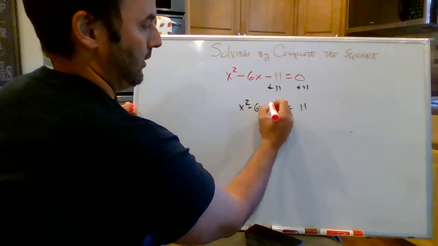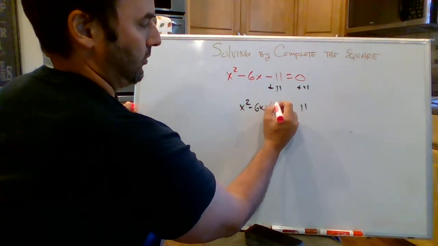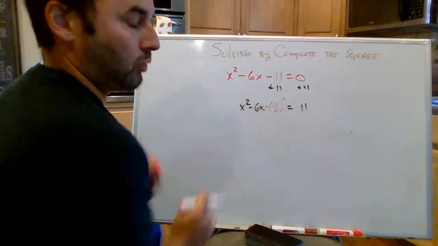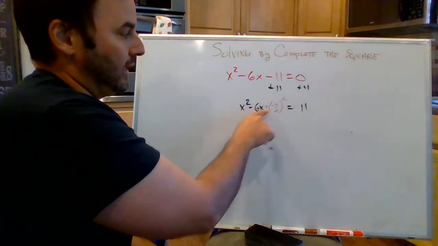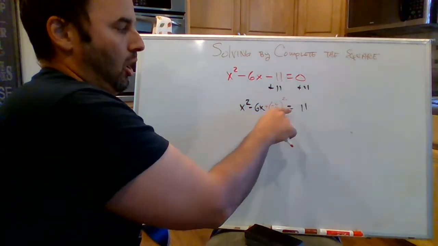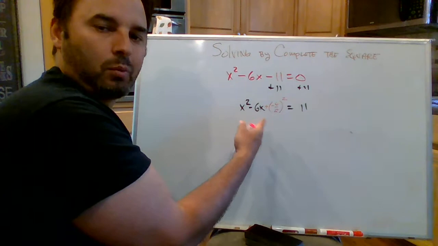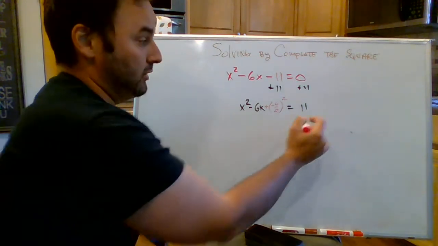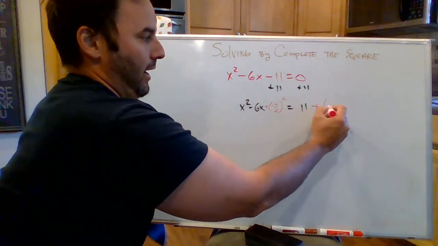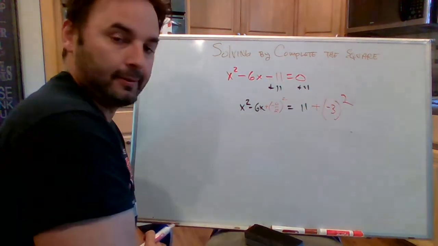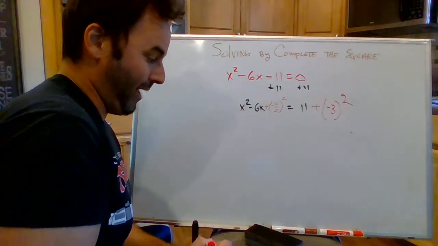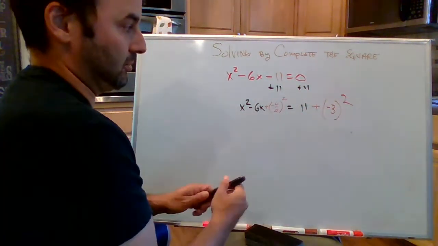So I'm going to add b halves squared, right? So I'm going to add -6 over 2 squared. Well, you can't just add one thing to one side, not to the other. You have to balance the equation. So here, I'm going to also add -3 squared, okay? So I'm adding the same thing to both sides to make it balance, and I'm completing the square.